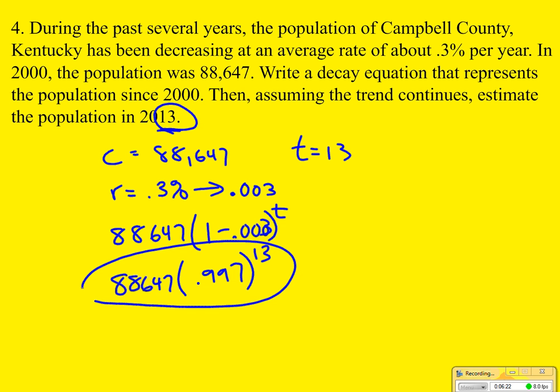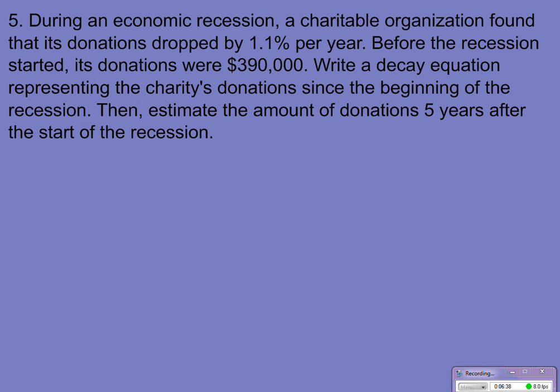So throw all this into a calculator. And after 13 years, you're down to 85,251 people, roughly. You're going to have a decimal, but we're talking about people here. You can't have a decimal of a person. So you're talking about roughly 85,000 people.